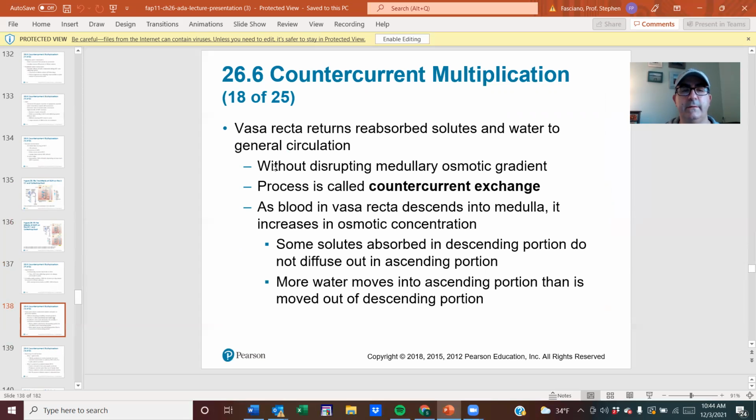The vasa recta are just the capillaries that surround the nephron loop, right? So they're called peritubular capillaries because they're surrounding the tubule. In particular, the vasa recta are the peritubular capillaries surrounding the nephron loop. What they do is they take those reabsorbed solutes and put them back into your general circulation. They are reabsorbing nutrients from the nephron, and they're putting that back into your blood.